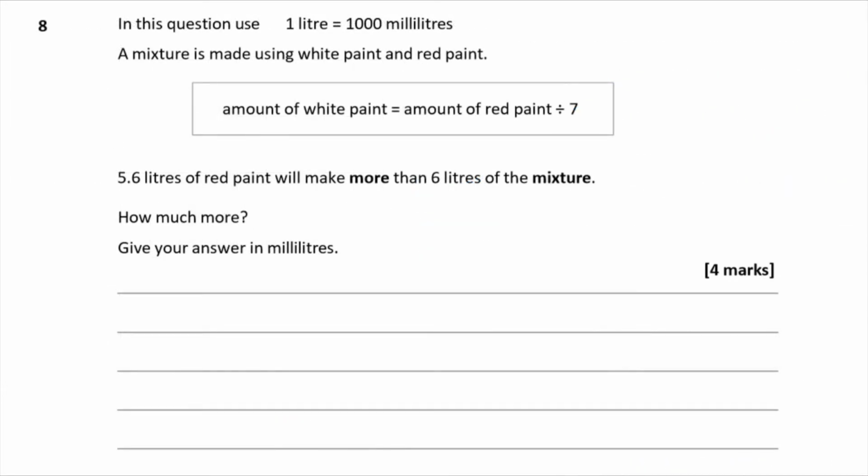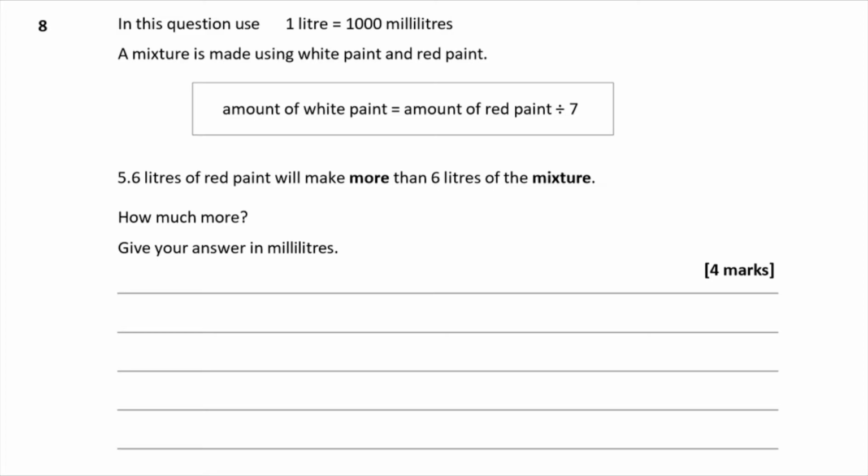Question 8. In this question, use 1 litre equals 1,000 millilitres. A mixture is made using white paint and red paint. The amount of white paint is equal to the amount of red paint divided by 7. 5.6 litres of red paint will make more than 6 litres of the mixture. How much more? Give your answers in millilitres.